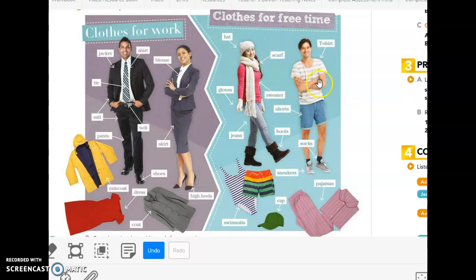Okay, remember the difference between t-shirt and shirt. Shirt es manga larga y t-shirt es manga corta. Here you have socks. ¿A quién les gustan las medias pequeñas o medias largas como Pauline? Then you have here sneakers, cap, and finally you are going to take here pajamas. Okay? And that's it, the unit about clothes. So we are going to check the page.